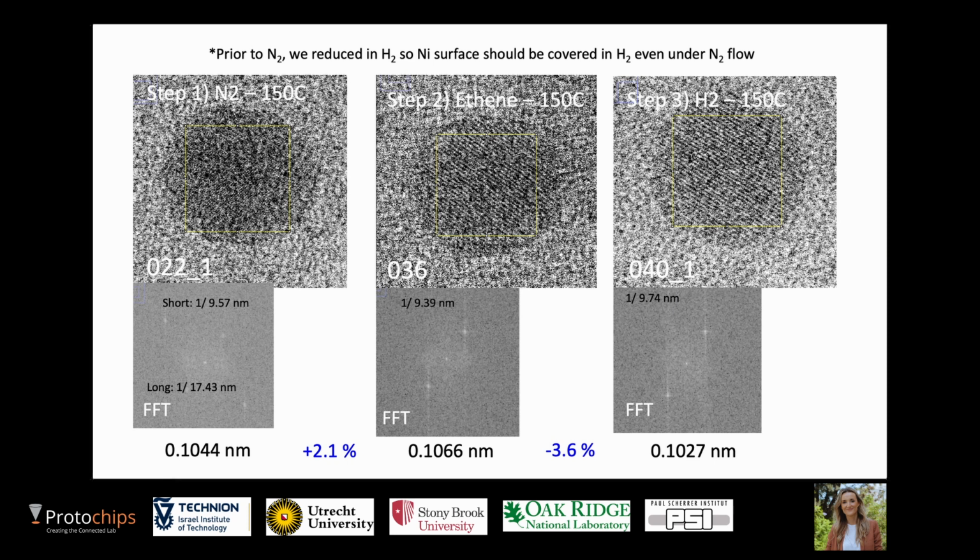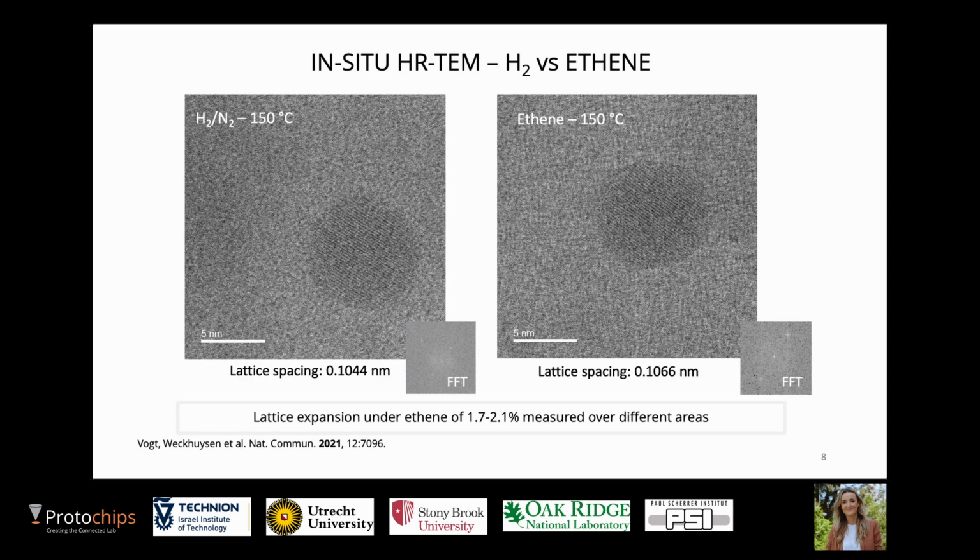And for CO2 hydrogenation, we really didn't see this effect. So lattice expansion under ethene of approximately 2% was observed over different areas of different nanoparticles. Interesting, of course, because this is a transmission technique. And that means that in any case, we're averaging out over this expansion over the entire nanoparticle. So even if it is only a surface expansion, technically speaking, we would expect it to be more than just a surface expansion.